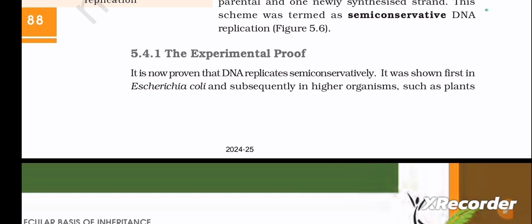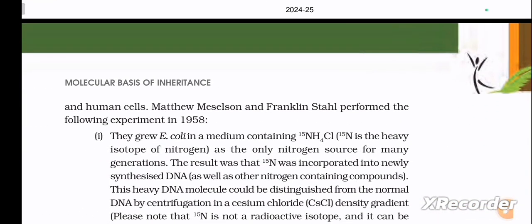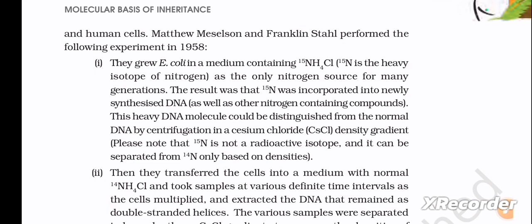It was shown first in Escherichia coli and subsequently in higher organisms such as plants and human cells. Matthew Meselson and Franklin Stahl performed the following experiment in 1958. First one, they grew E. coli in a medium containing 15NH4Cl. That is, 15N, a heavy isotope of nitrogen, as the only nitrogen source for many generations.